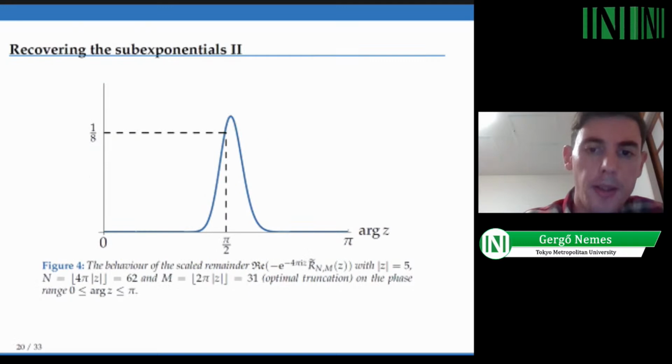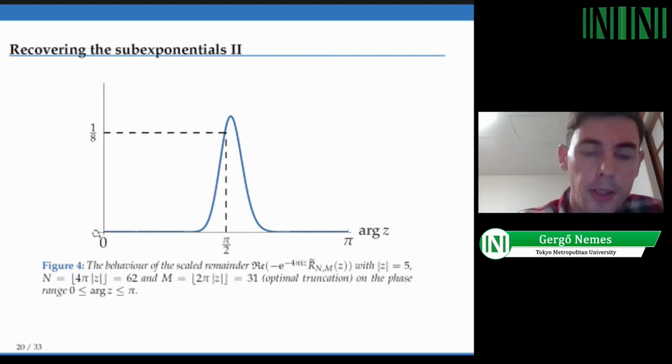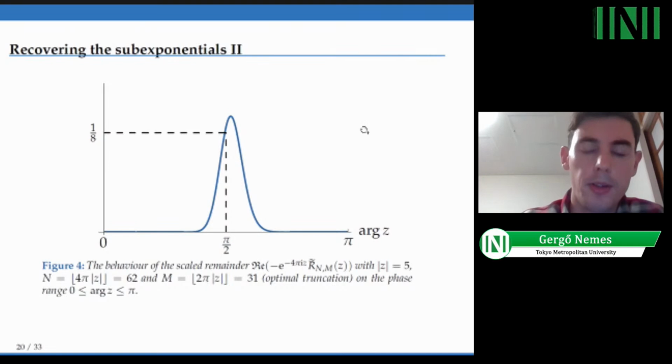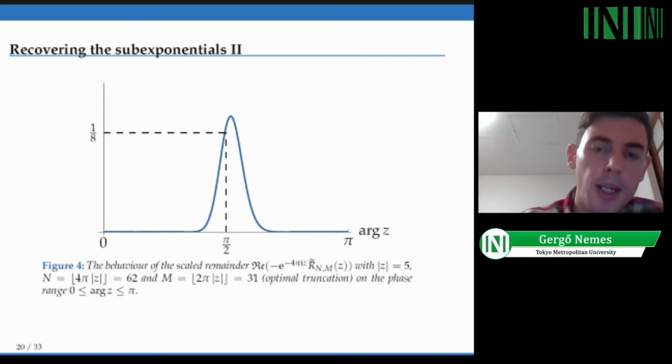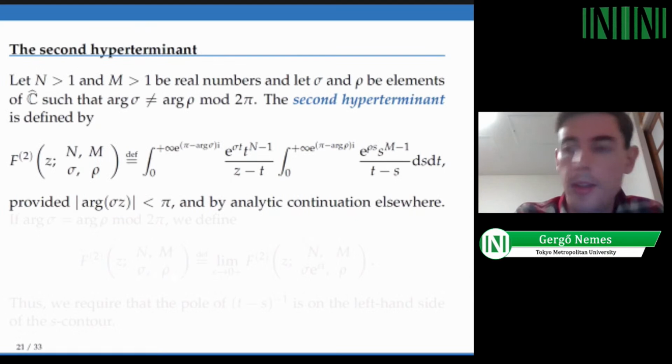This is the picture for the reciprocal gamma function. So here, there is a value about 1/8 on the Stokes line, and then it quickly becomes 0 again. This is again in accordance with the discontinuous treatment. Now the question is, what kind of function can produce such behavior? To answer this question, we have to go to the next level of the hyperasymptotics, which is the second level.